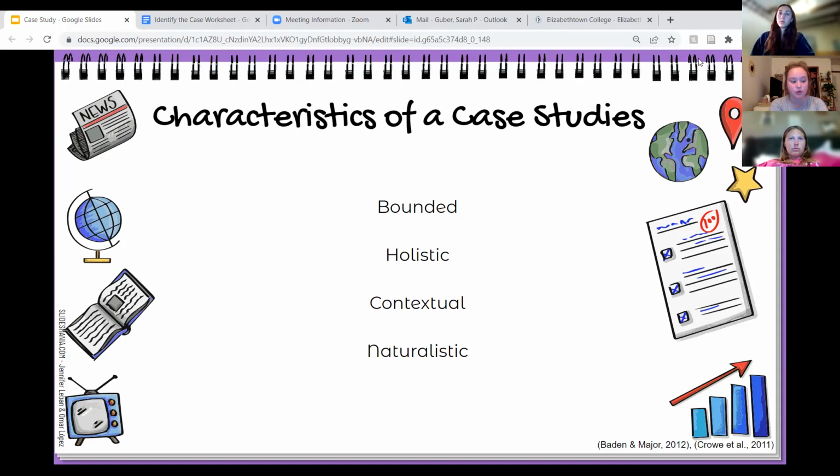They're contextual, which means that it includes a vast account of the context. And they're naturalistic, which means that it explores an event or phenomenon in depth in its natural context in comparison to other types of experimental designs like a randomized control trial where it's not in their natural environment.